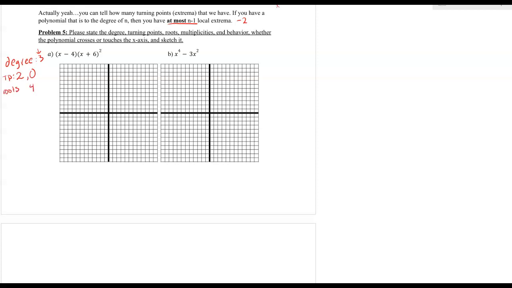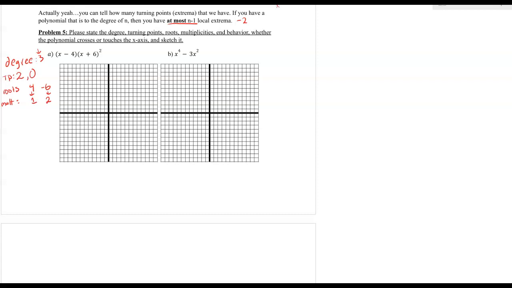Alright, my roots should be at 4 and at negative 6. That's just coming from these factors if I set them equal to 0. My root of 4 has a multiplicity of 1, and my negative 6 has a multiplicity of 2.